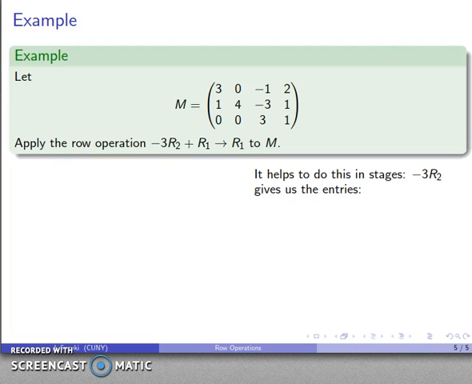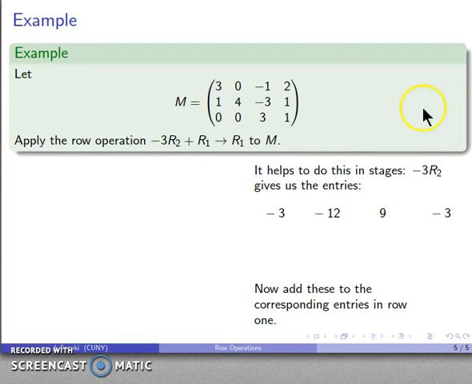Negative 3R2: I'm going to take my second row and multiply everything in it by negative 3, so my entries are going to be negative 3 times the first entry in row 2, negative 3 times 1, otherwise known as negative 3, negative 3 times my second entry, that's 4, negative 3 times my third entry, and negative 3 times my last entry. So there is negative 3R2.